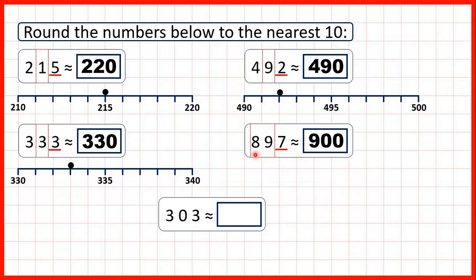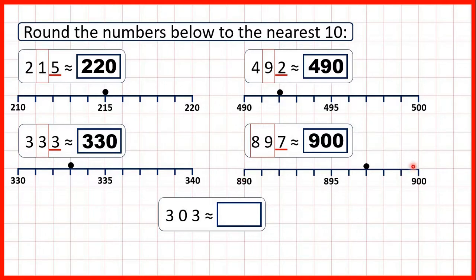So these digits here change to a 9 and a 0 because 1 more than 89 is 90, and as always, our ones digit turns to a 0, so that's why we have 900. On a number line, we can see that 897 is closer to 900 than it is to 890.